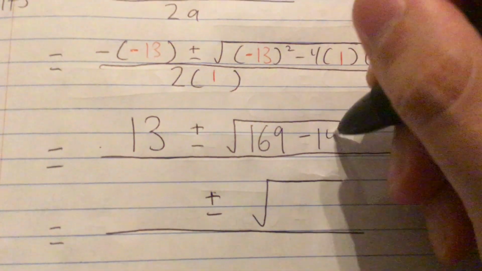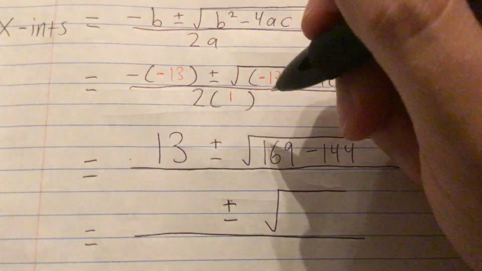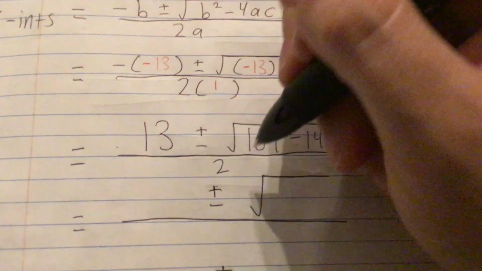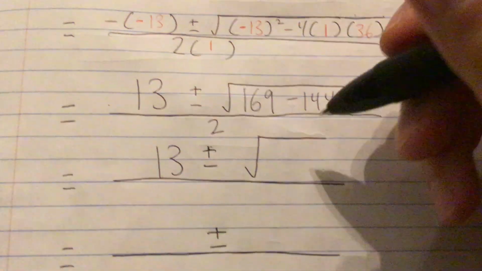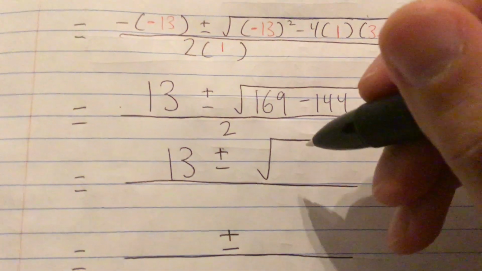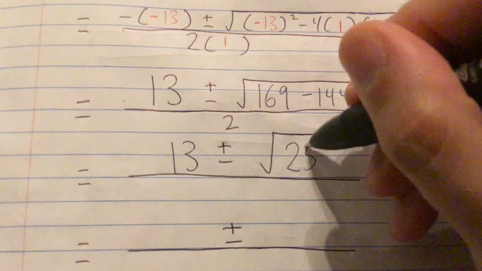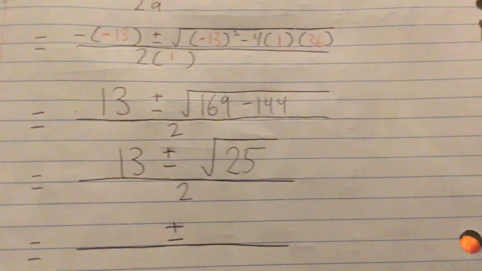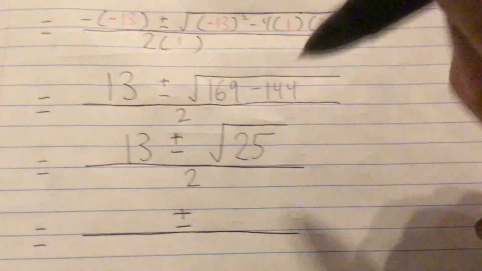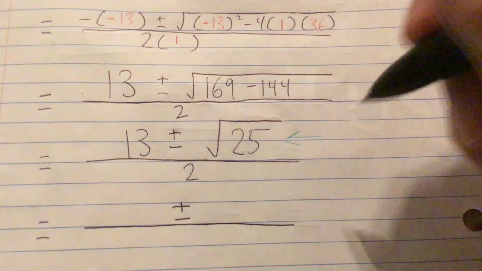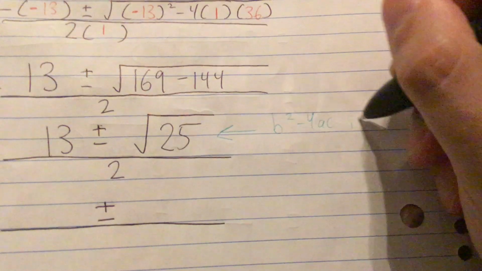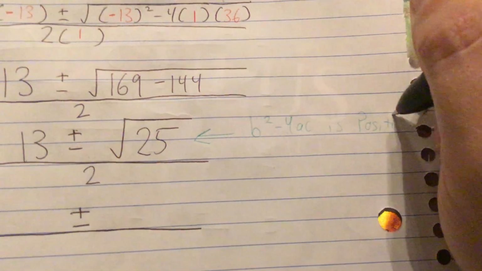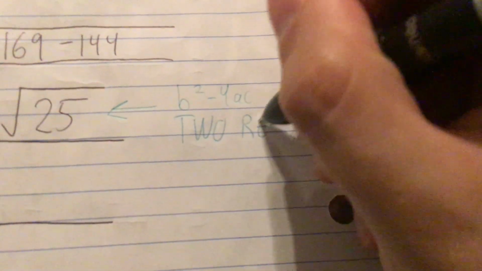So now, 169 minus 144 and the square root, all that over 2 times 1, which is 2. A is always going to be 1 for today's problems. So now we've got 13 plus or minus the square root of 169 minus 144. That's going to be positive 25 over 2. Now that I've got a value as the discriminant, is it positive, negative, or 0? B squared minus 4ac is positive. So what that tells me is that there are two real solutions.